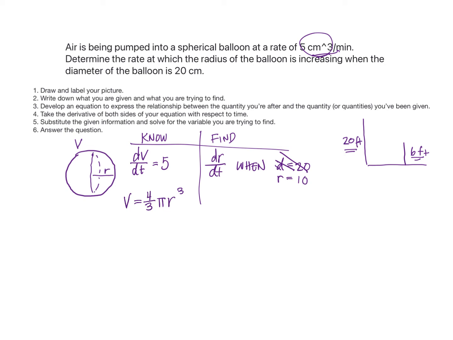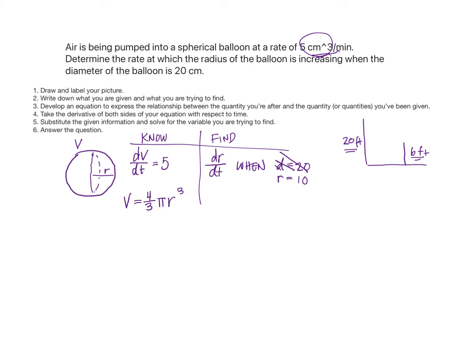So the next step is to take the derivative of both sides of the equation with respect to time. And basically what we're doing here is using implicit differentiation. Instead of taking the derivative of everything with respect to x, remember when we did that implicitly and we had to take the derivative of y with respect to x, so we put dy over dx after every y variable that we took the derivative of? Well, we're doing that now with everything with respect to time.